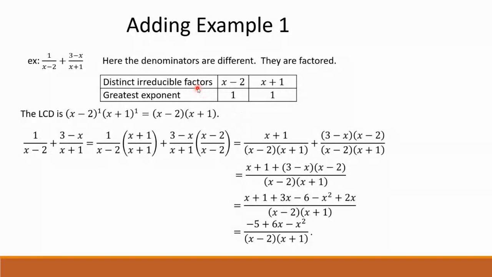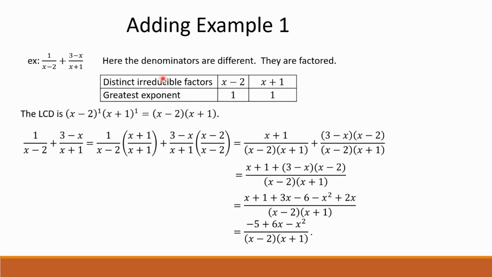All right, so for this one, we have 1 over x minus 2 plus 3 minus x over x plus 1, right? So here the denominators are not the same, right? We can't add yet, right? I've seen people make the mistake where they would add the numerators together and add the denominators together, even when they're not the same. Don't do that is what I'm saying. So the denominators are not the same. We're going to factor them.